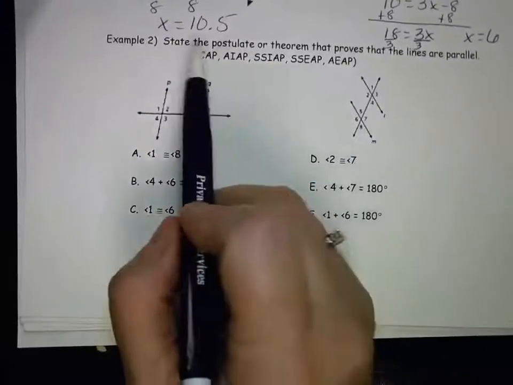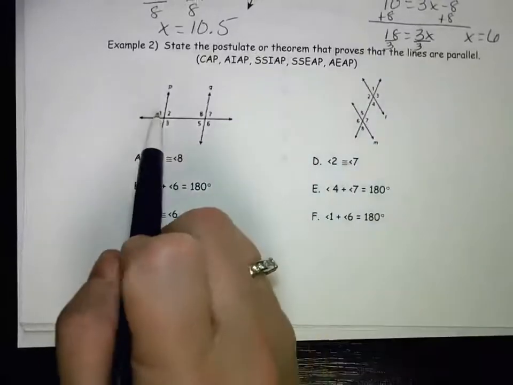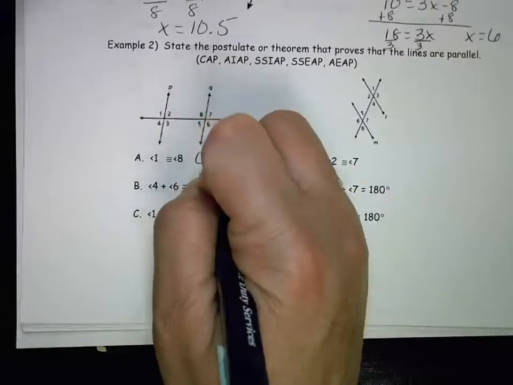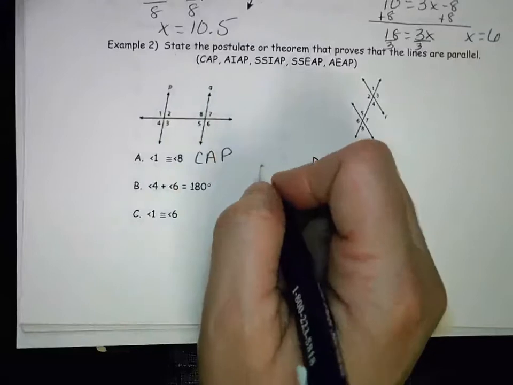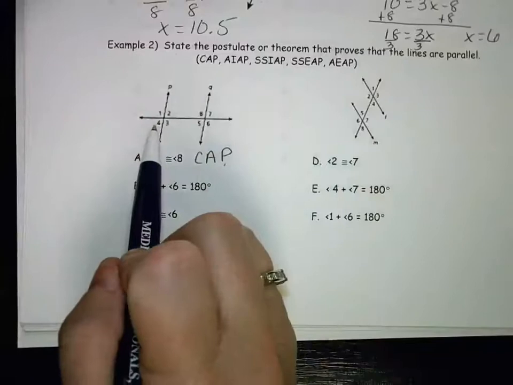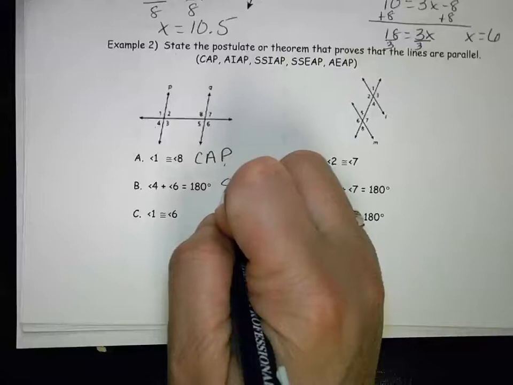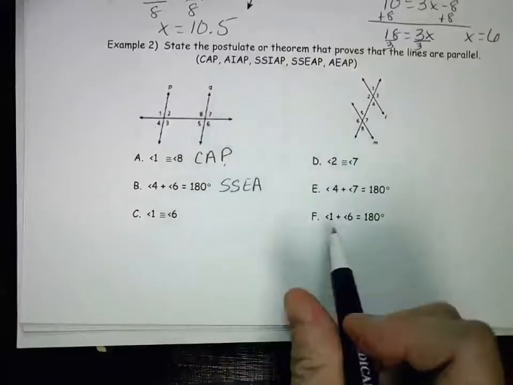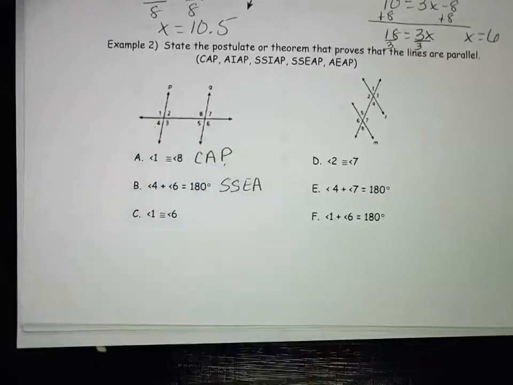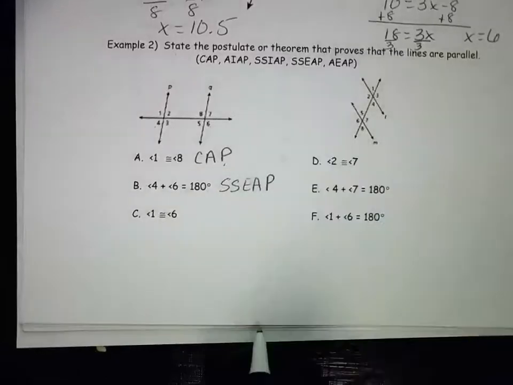Number 2, you just have to state the postulate or theorem that proves the lines are parallel. 1 and 8 are corresponding angles. So if the corresponding angles are congruent, we start with the angles, then the lines are parallel. B, if these two things add to 180, those are same side exterior angles. If those two things add to 180, then the lines are parallel. So I guess I should put a P on the end of that.